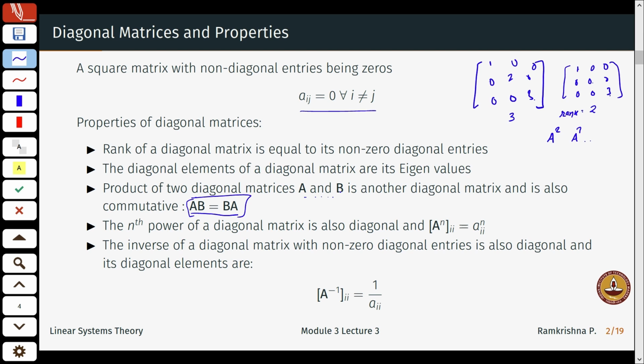Another interesting property is what the inverse looks like. The inverse of a diagonal matrix is also a diagonal matrix. What are the entries? The entries are just the reciprocals of the diagonal entries. So, for example, here the inverse in the first case would just be 1 0 0, 0 1 by 2 0, and 0 0 1 by 3. In the second case, there will be no inverse because it is of rank 2, and the determinant will go to 0. So, this matrix will actually not have an inverse. Whenever there is an inverse, you just take the reciprocal of the diagonal elements.